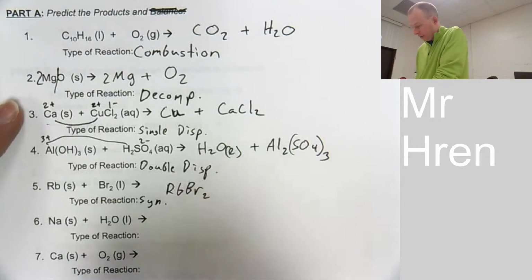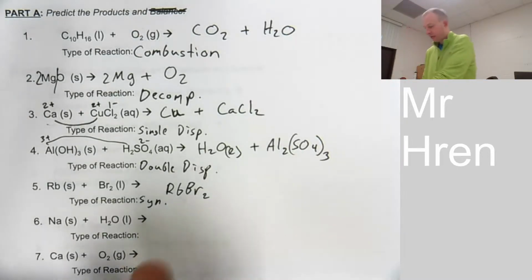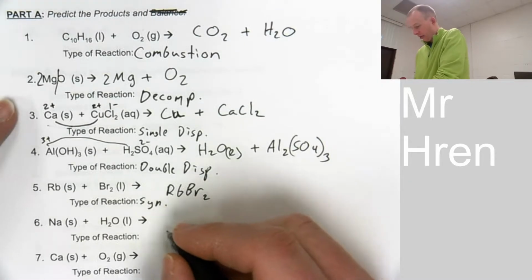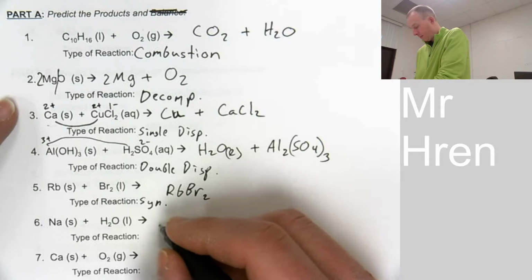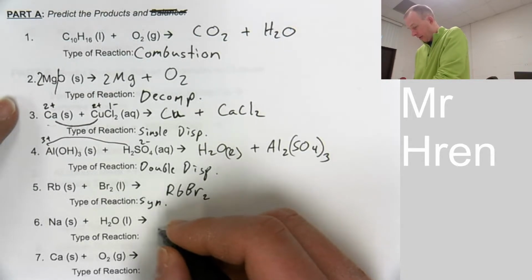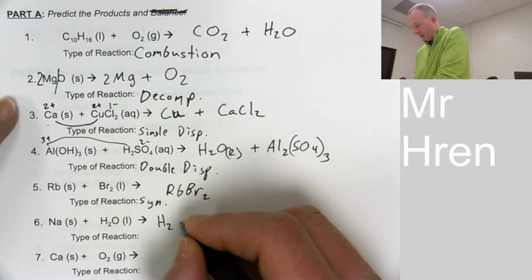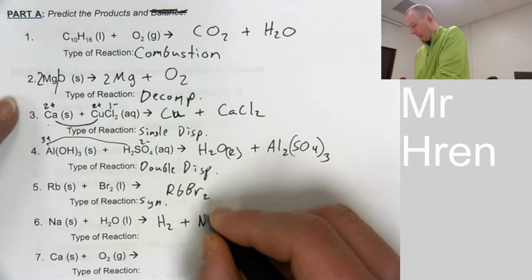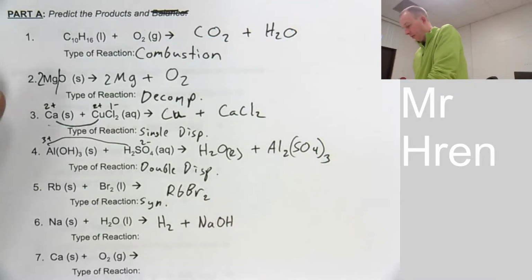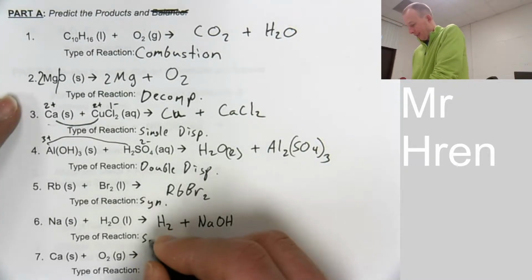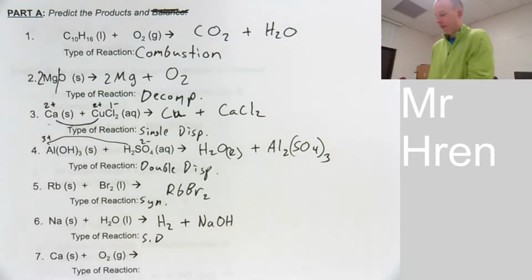Next one here. This one would be a little tricky for some of you. I can understand where this could be a problem. The correct answer when you do this, it's going to be hydrogen gas is given off, but then you're also going to have sodium hydroxide formed. It's a sort of type of single displacement.